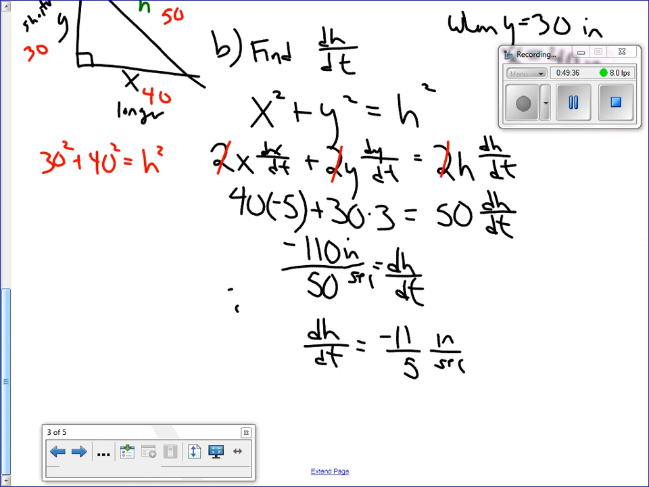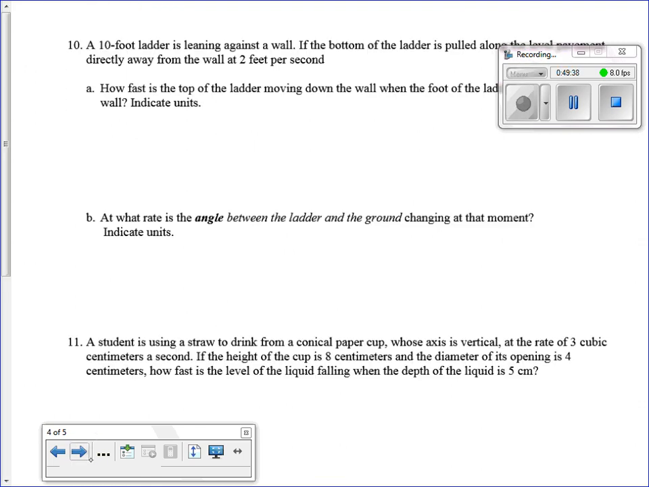Okay, looking on to 10. Oh, the ladder problem. Okay, so you have a ladder leaning against a wall, but the bottom of the ladder is being pulled out away from the wall at a rate of 2 feet per second. So if you picture the base of this ladder being pulled out, this length here, which I'm going to call x, is changing, so it gets a variable.